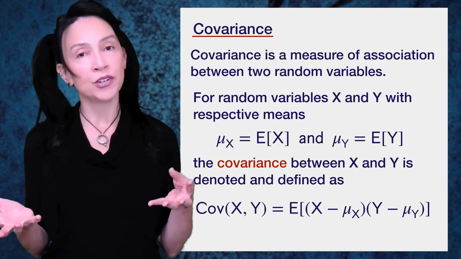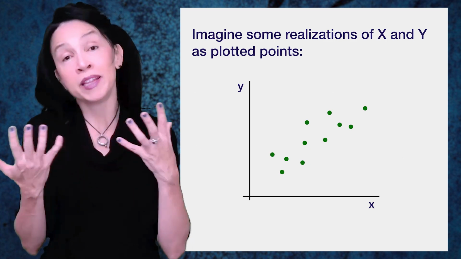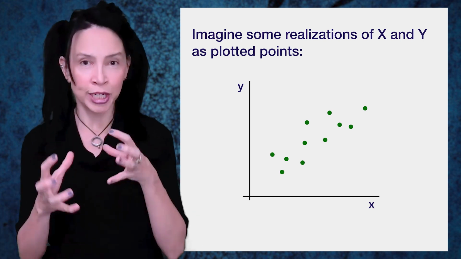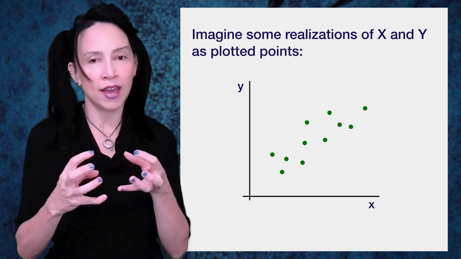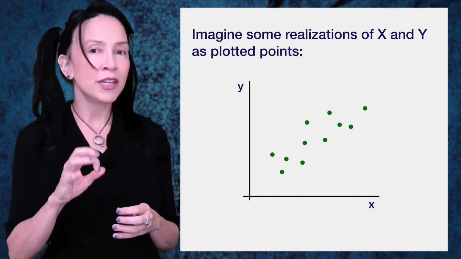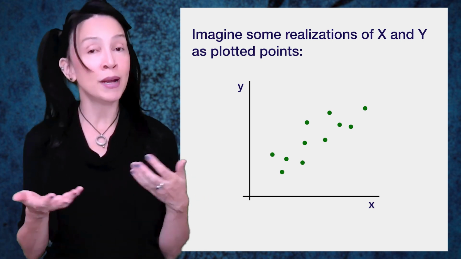Imagine some realizations of the two random variables X and Y. They have some kind of joint distribution. I mean, they could be completely independent, but in this video, they're probably going to have some kind of joint distribution that describes how they operate together. And if I actually simulate some pairs of random variables and plot them in R2, I might see something like this.